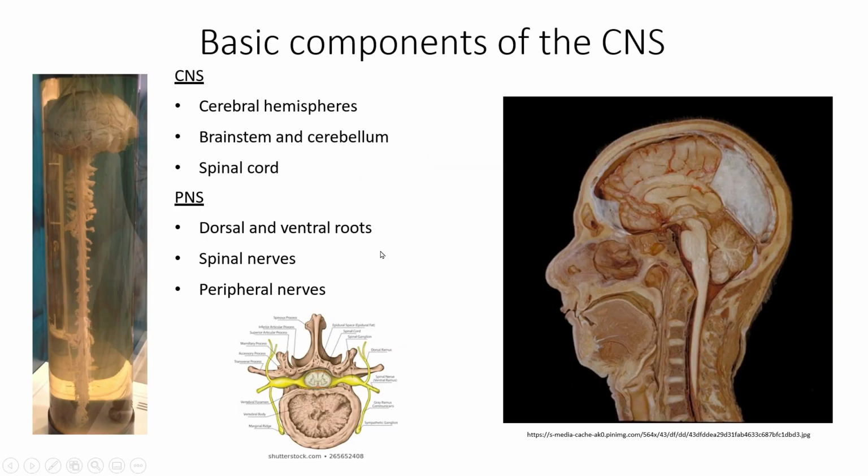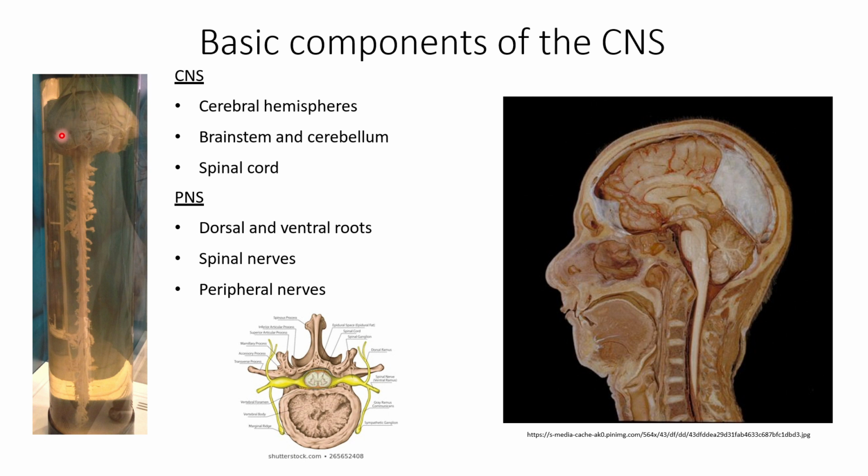Now let's revise the very basic components of the CNS. You should recall that the CNS, the central nervous system, is made up of the cerebral hemispheres, the brainstem and the cerebellum, and the spinal cord, whereas the peripheral nervous system, the PNS, is formed from the dorsal and ventral roots that plug into the spinal cord, the spinal nerves, and the peripheral nerves that are ultimately formed as branches of the spinal nerves after passing through various plexi.